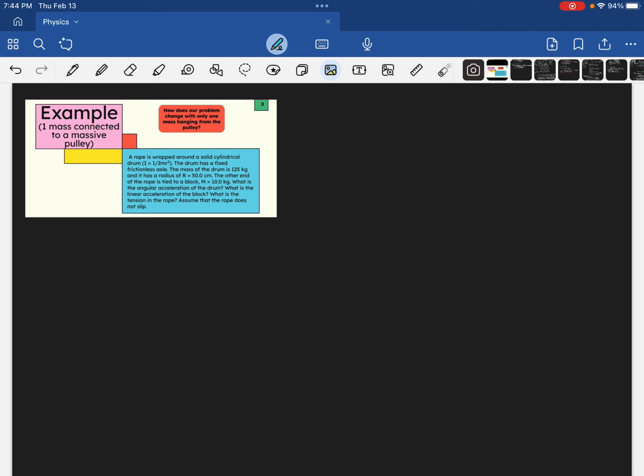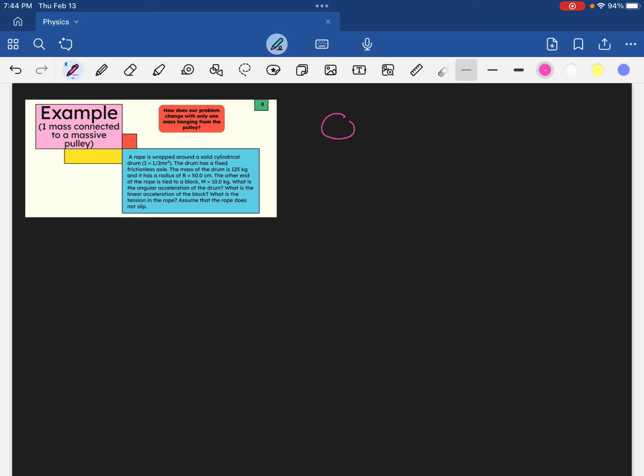When we think about the notes that we've been looking at, we did look at a 2-mass system where we had 2 masses hanging on either end of the pulley. In this one, we only have 1 mass connected to the pulley. So let's first draw a picture of what this looks like so we can visualize it. We also want to make sure that we identify the direction of rotation, or which way is positive.